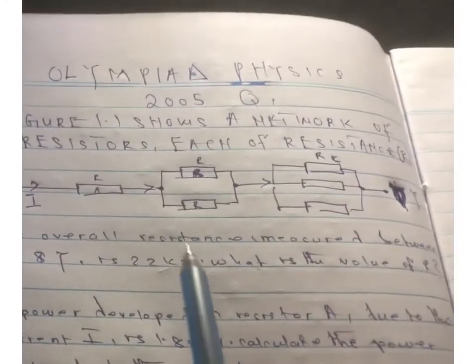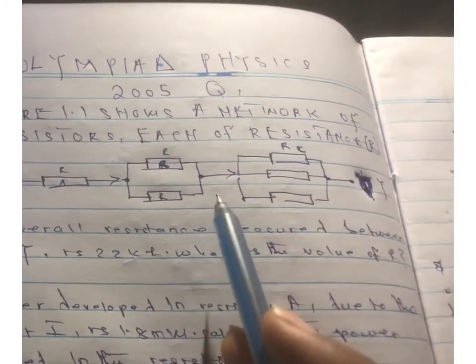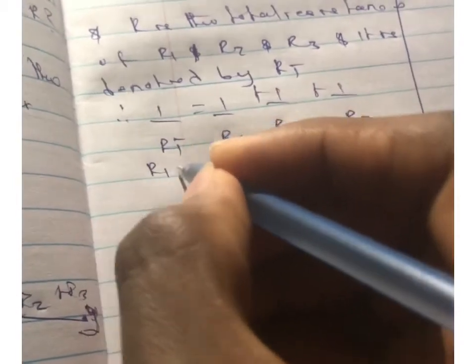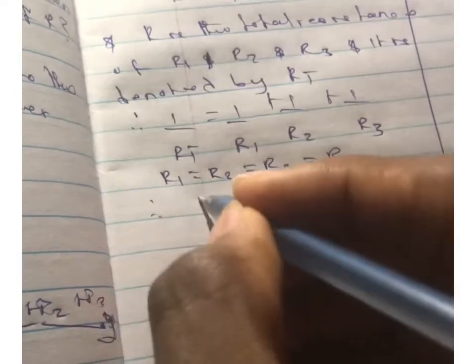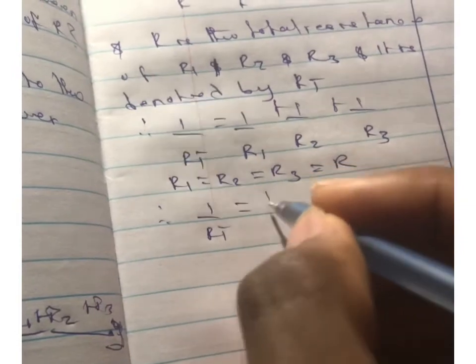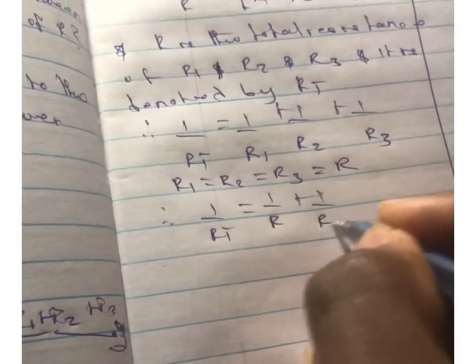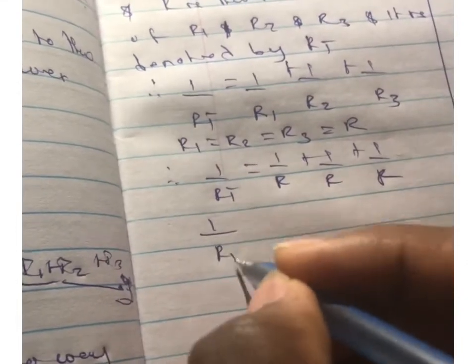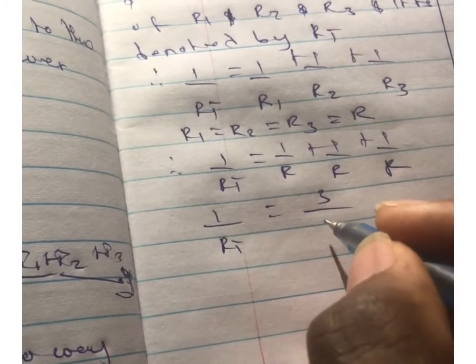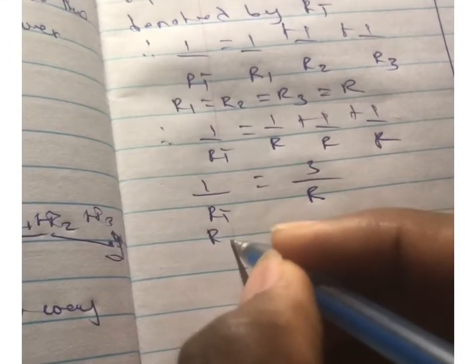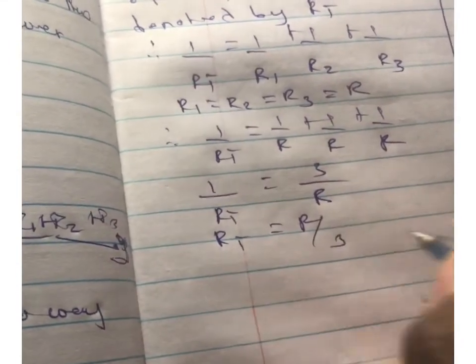And since each of the resistors has the same resistance R, we can now see R1 is the same as R2, is the same as R3, is the same as R. Therefore, 1 over RT is the same as 1 over R plus 1 over R plus 1 over R. We can now have 1 over RT equal to 3 over R. So that when we take the inverse, we now have RT to be R over 3.